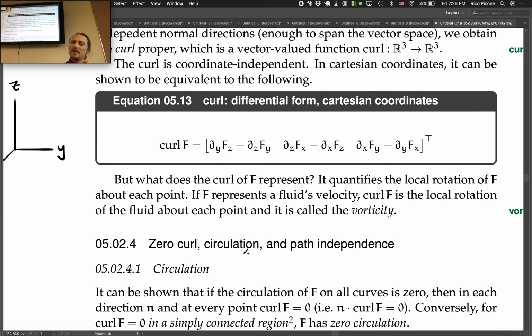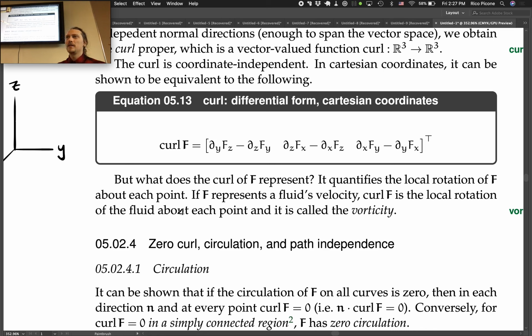But what does the curl of f represent? Okay, so we defined it in a sort of integral way, shrinking this circulation down to a point. So if f represents a fluid's velocity, more generally, it quantifies the local rotation of f about each point. The local rotation of f.